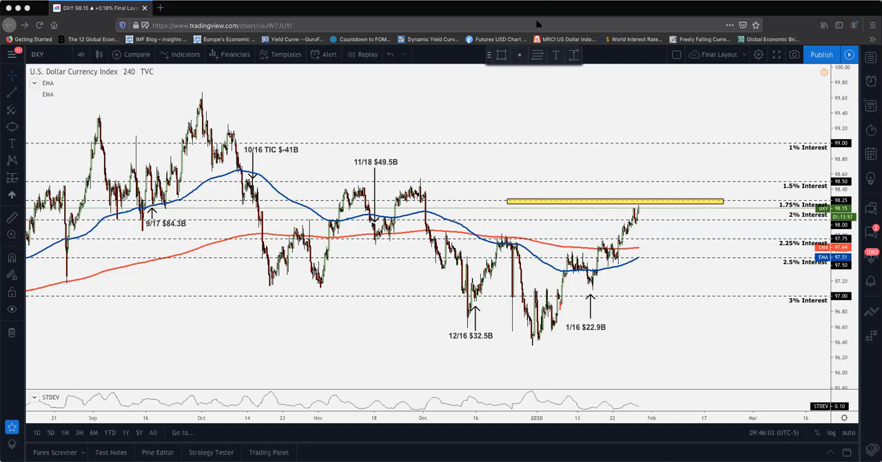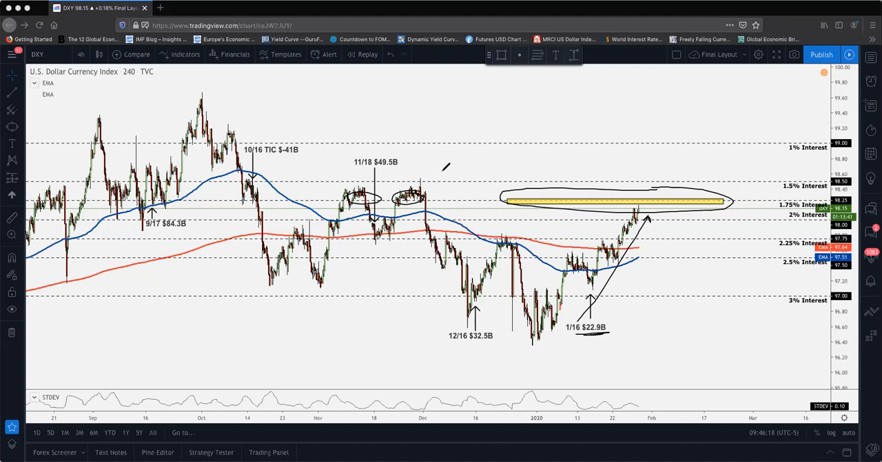So if you look back in the past, look where we are now at 1.75%. Price reverted back there. How did it revert back there? Through the buying power of international capital. And if we see in the past, it reacted around these same levels.